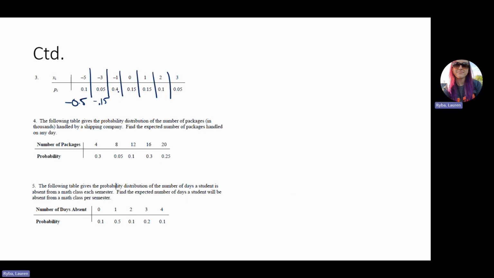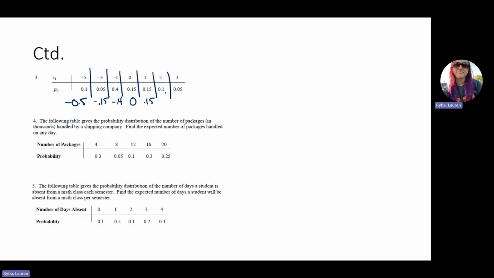-1 happens 40% of the time. So -1 times 0.4 is -0.4. 0 happens 15% of the time. So 0 times anything is 0. 1 happens 15% of the time. So 1 times 0.15 is 0.15.